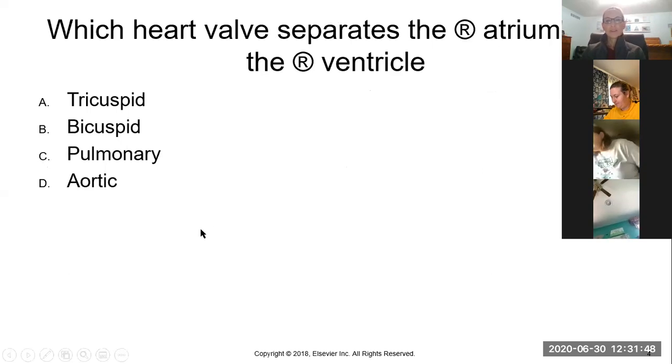All right, so here's your first question. Which heart valve separates the right atrium from the right ventricle? So let's type in, please, your answer.